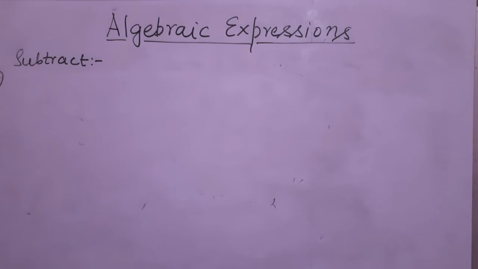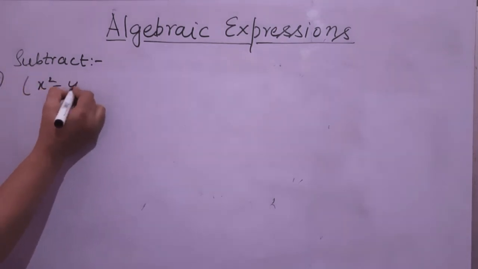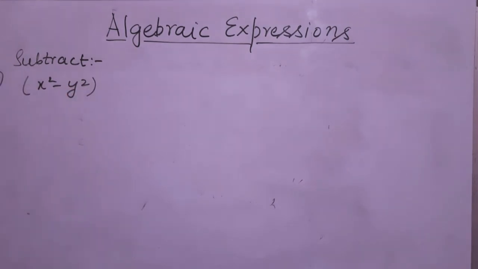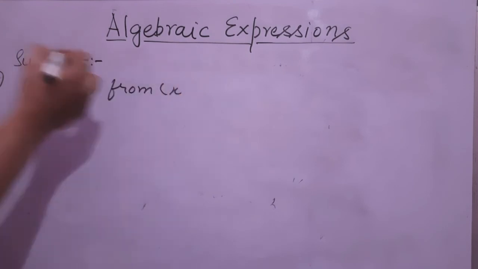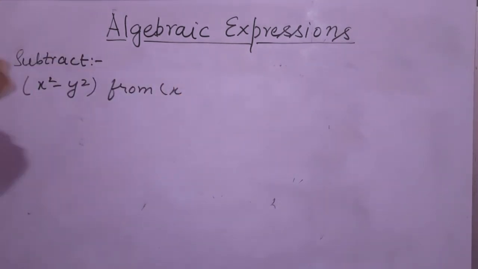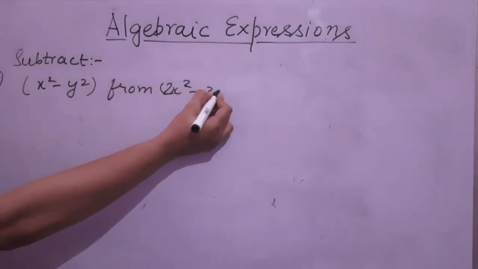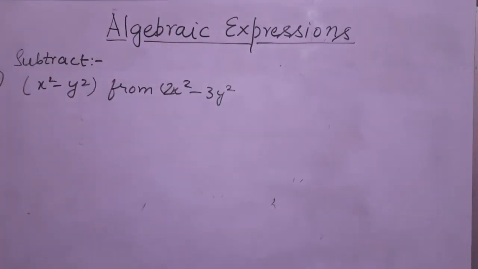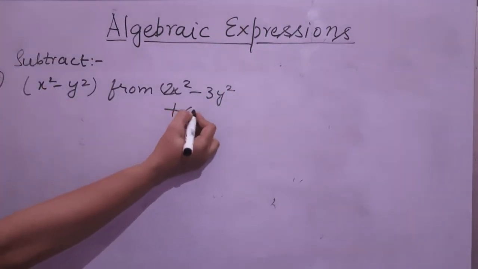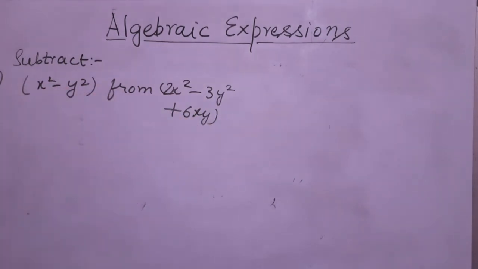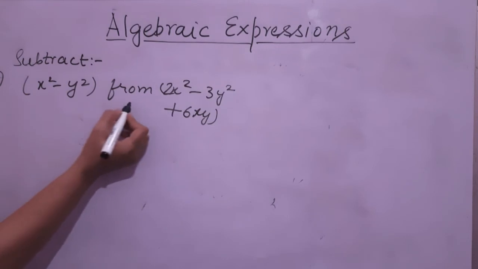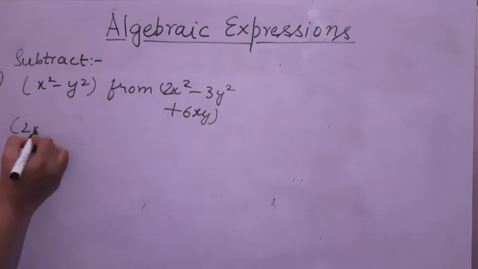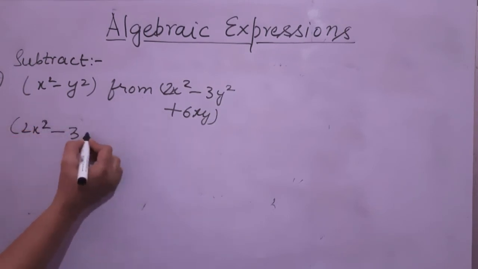So the fifth option is x square minus y square from, it has to be subtracted from 2x square minus 3y square plus 6xy. Okay students, now this algebraic expression containing three terms is written after the word from. So this is going to come first.